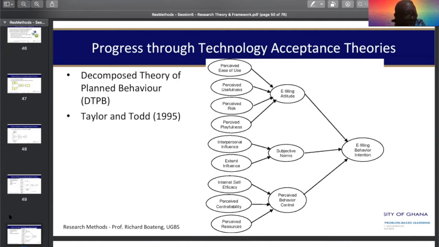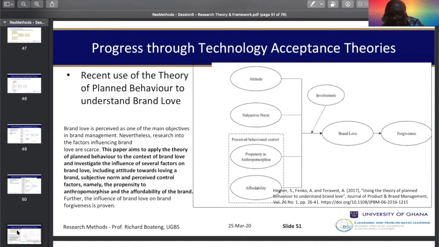So now we have seen how it has come from the theory of planned behavior to this particular one. Now look at another one. This is coming from a recent use of the theory of planned behavior, used by Henker and Fenko. Henker and Fenko talked about a number of things in this particular model.